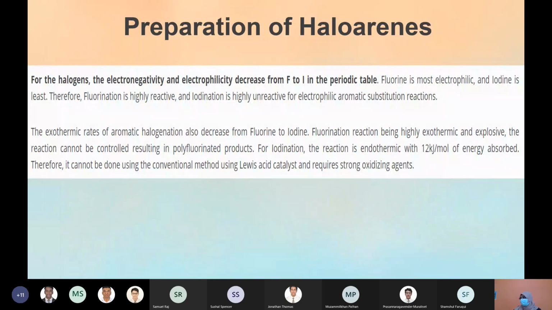But in the case of iodine, being the last one in group 7, the halogens, it is bigger and less electrophilic in nature. So as a result, the reaction will be very slow, so it needs a strong oxidizing agent like HNO3 or HIO4. If you're simply using FeCl3, this reaction will not happen. It will be a very slow reaction.